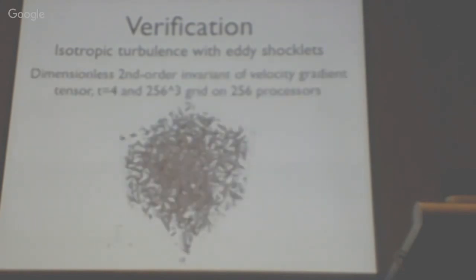So what we plotted is the dimensionless second-order invariant of the velocity gradient tensor. This velocity gradient tensor is something like vorticity, okay? This is at a dimensionless time of 4, on a grid of 256 to the power 3, and we used 256 processors. You see the worm-like structures that we expect after the evolution of the random field, starting to generate the smaller scales.